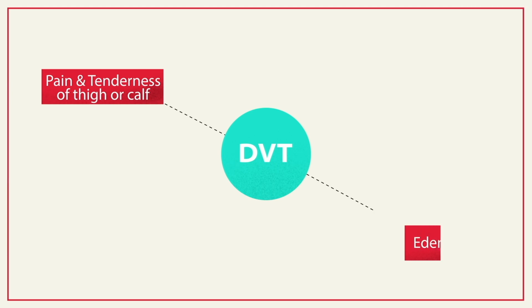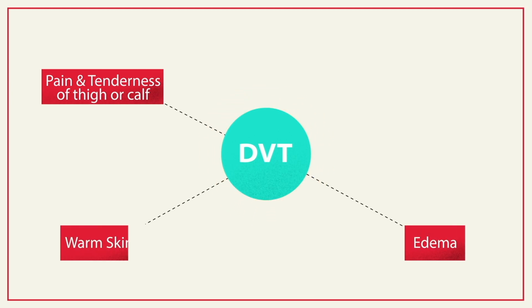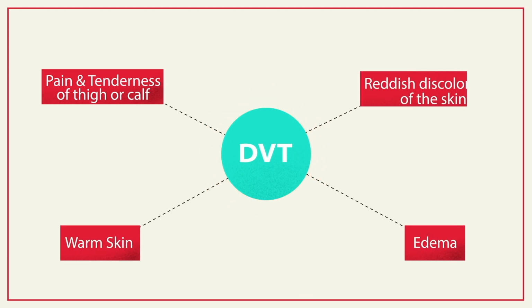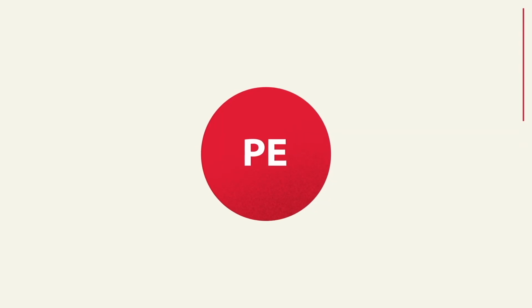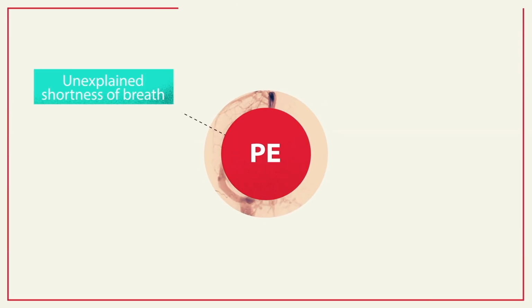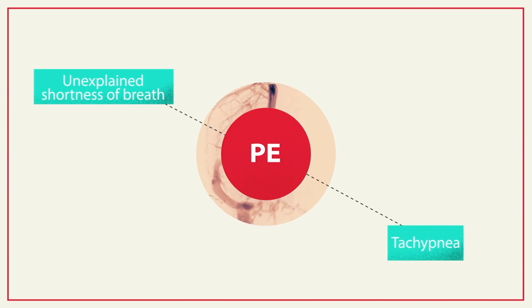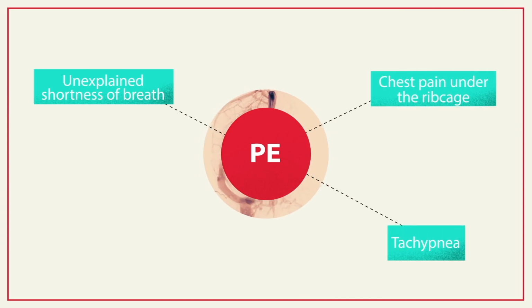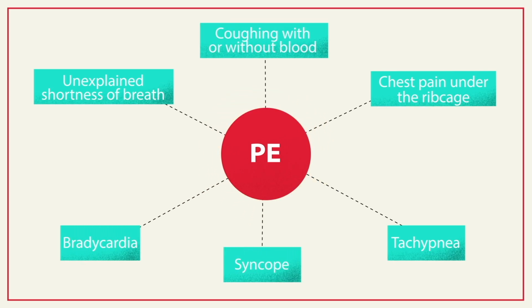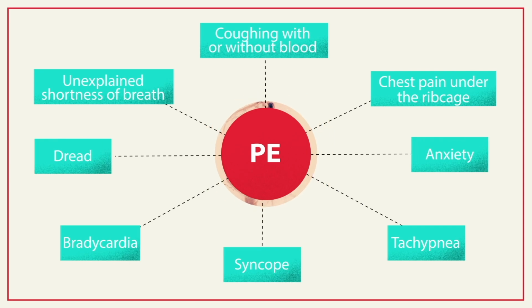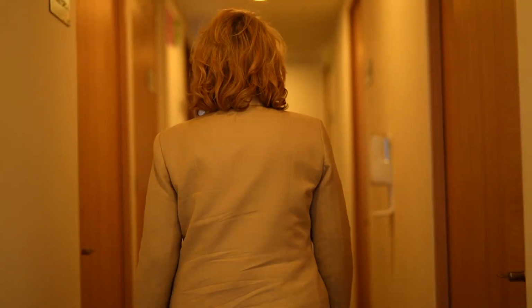When a DVT blocks lower extremity blood flow, a person may experience pain or tenderness of the thigh or calf, edema, skin that feels warm to the touch, and reddish discoloration of the skin. When a PE blocks blood supply to the lungs, the following symptoms may occur: unexplained shortness of breath, tachypnea, chest pain under the rib cage, which may worsen with deep breathing, bradycardia, syncope, coughing with or without blood, feelings of anxiety or dread. In about 25% of people who have a PE, sudden death is the first symptom.